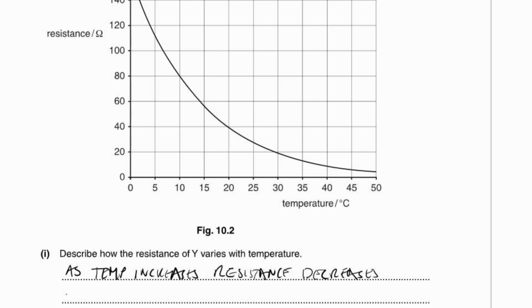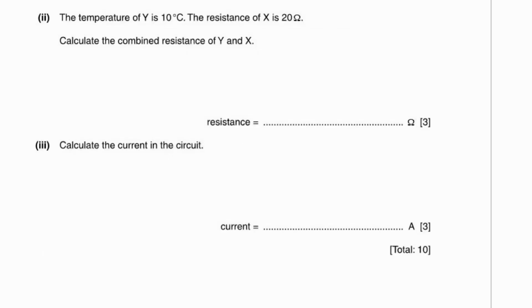And the other thing you will notice about it is it's not a straight line, so it's not linear. There we go. Now, part 2. The temperature of Y is 10 degrees Celsius. The resistance of X is 20 ohms. Calculate the combined resistance of Y and X.